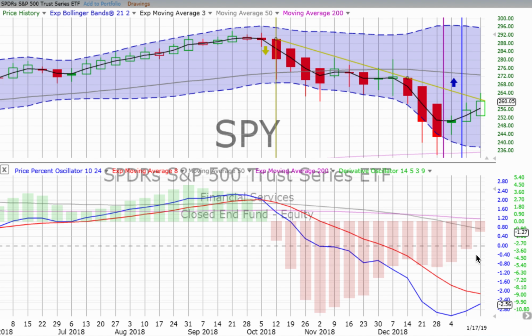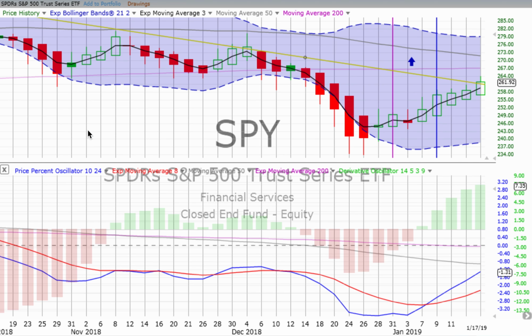Will this result in an up move, this latest up movement? Maybe it will, maybe it won't. It hasn't happened yet. We could see things roll back over, but we do see the derivative oscillator losing downward momentum, price percent oscillator heading up. Second week, even stronger up movement so far. Green open box candle with a wick on top.